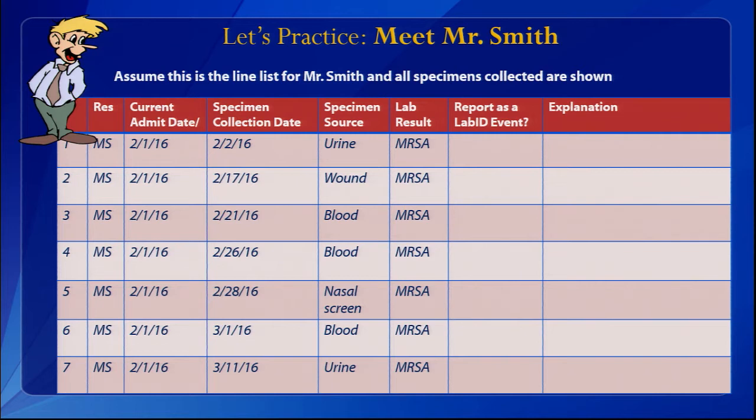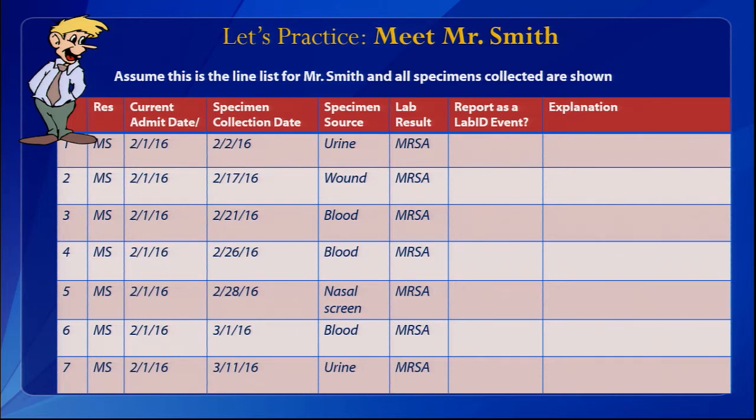We're going to test you. So we're going to assume that Mr. Smith is our resident. And do you guys have the answers? Oh, okay. Well, I guess you're going to get them all right, but I want to go through and talk about the logic. Okay. Assume that this is our line list for Mr. Smith, and these are the only specimens that we have for him.